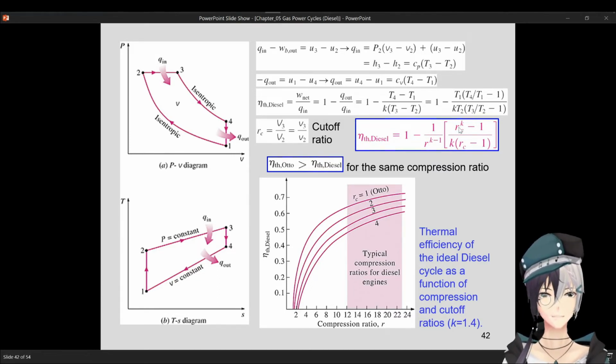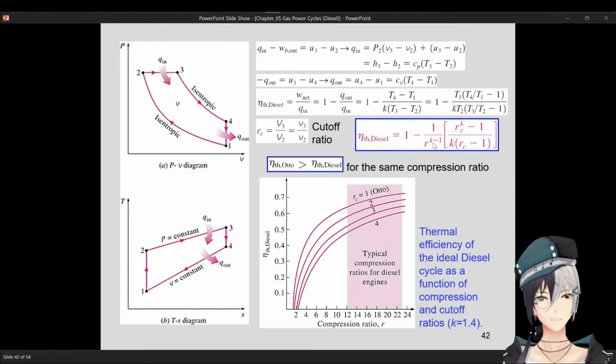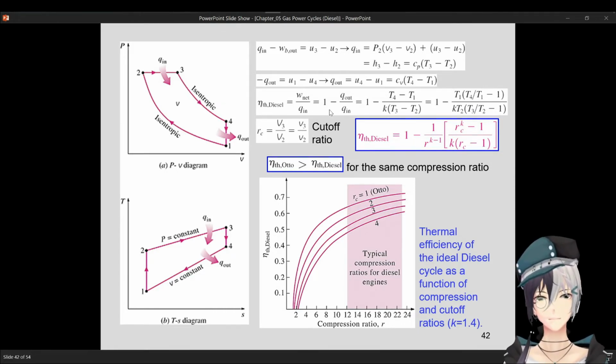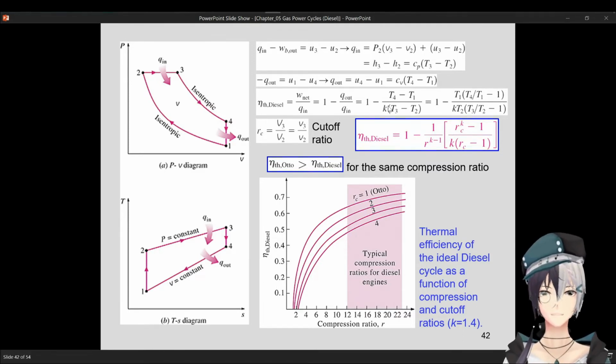So 1 minus this expression: R sub C to the K minus 1, over K multiplied by R sub C minus 1. Then everything is multiplied by 1 over R to the K minus 1. So same definition for the thermal efficiency, that is 1 minus Q out over Q in.